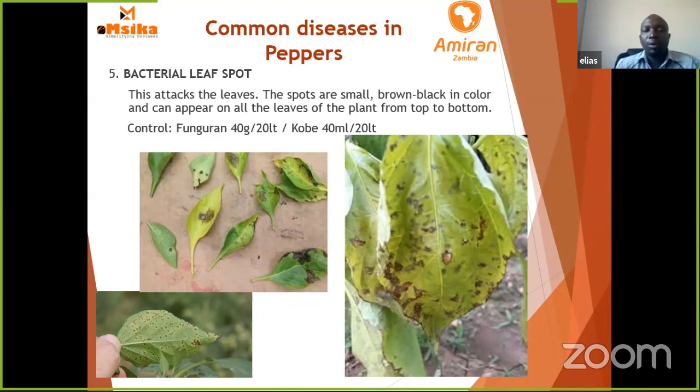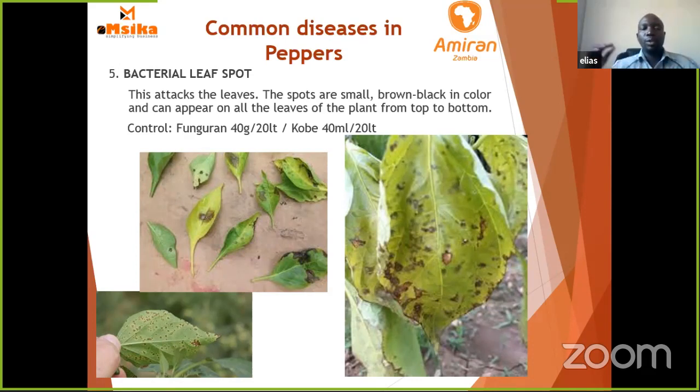Then the other chemical that can be used is called Kobe. Kobe can be used at a rate of 40 mils in 20 liters of water. Then you can as well bring in a combination of mancozeb plus phosphite, which has an effect of curtailing the spread of the disease. So once you mix mancozeb and phosphite, you'll be able to curtail the spread of the disease.